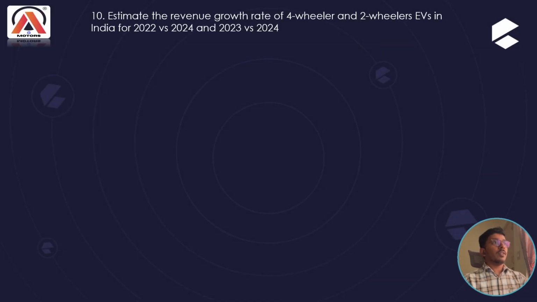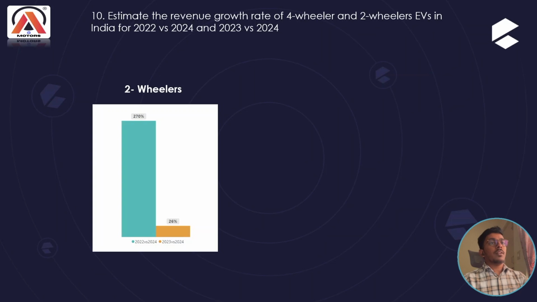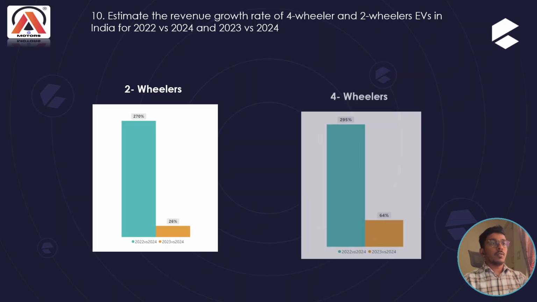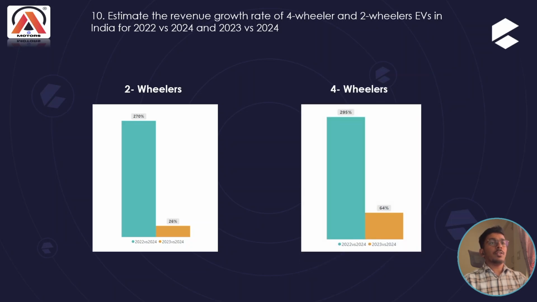Estimate the revenue growth rate of four-wheeler and two-wheeler EVs in India for 22 versus 24 and 23 versus 24. The revenue growth rate of two-wheelers is 270% in 22 versus 24 and 26% in 23 versus 24. For four-wheelers, it's 295% in 22 versus 24 and 64% in 23 versus 24. So the revenue growth rate is slightly higher in four-wheelers compared to the two-wheeler category.